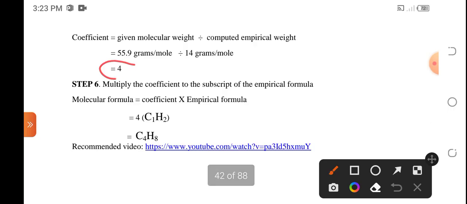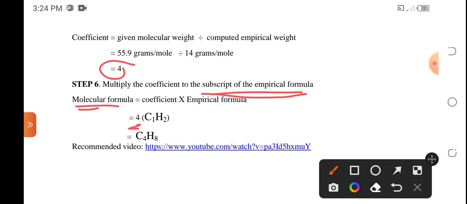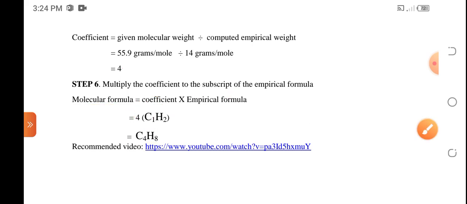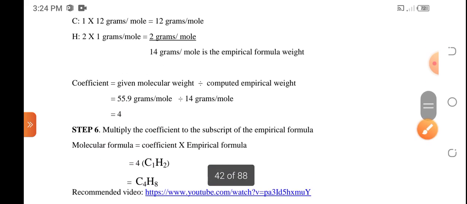With this coefficient of 4, we should multiply this with the subscript in the empirical formula to get the molecular formula. So the molecular formula therefore is the coefficient of 4 multiplied to the subscript in the empirical formula. So the 4 will be multiplied to 1 in carbon and will be multiplied to 2 in hydrogen. So therefore, the molecular formula of the substance is C4H8. Okay? So 6 steps.